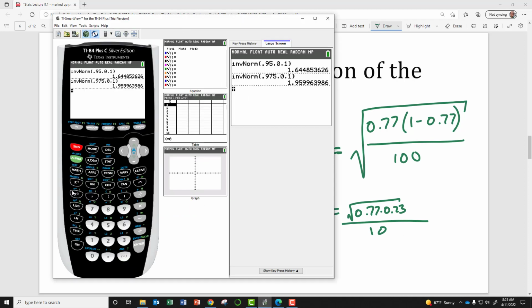So putting in square root of 0.77 times 0.23, that's my numerator here. And then I want to divide that by 10 to get my final answer, 0.042.